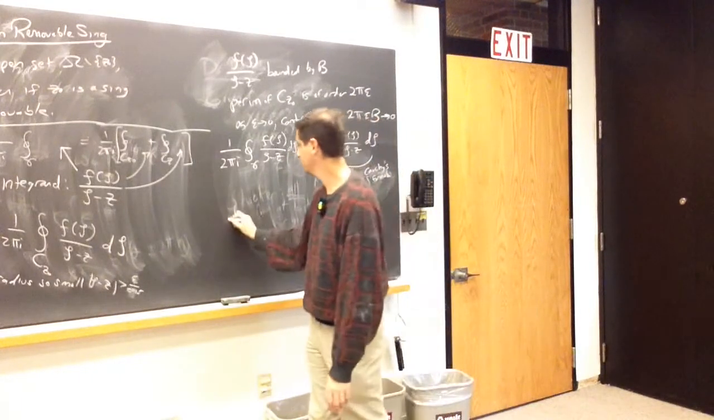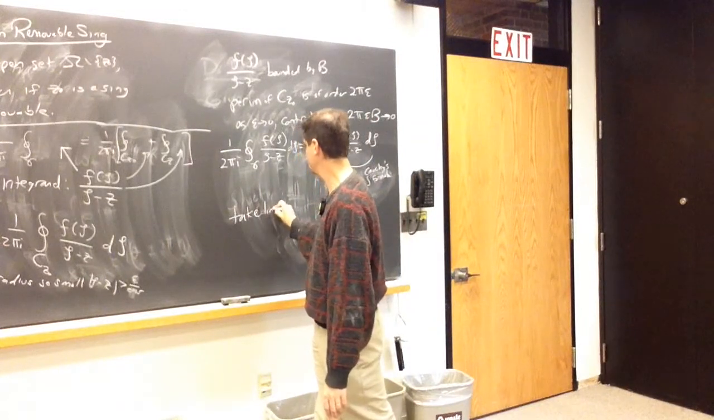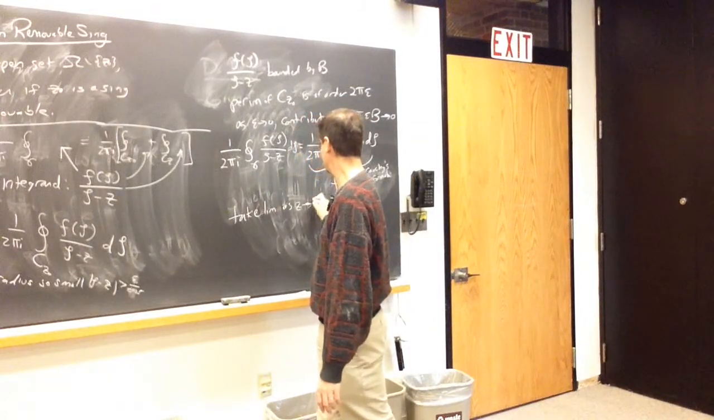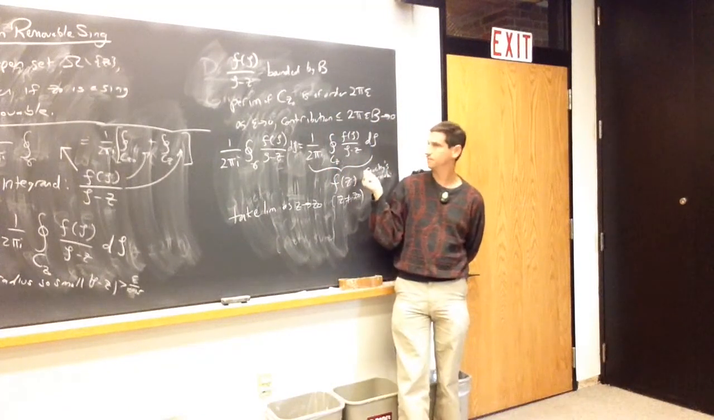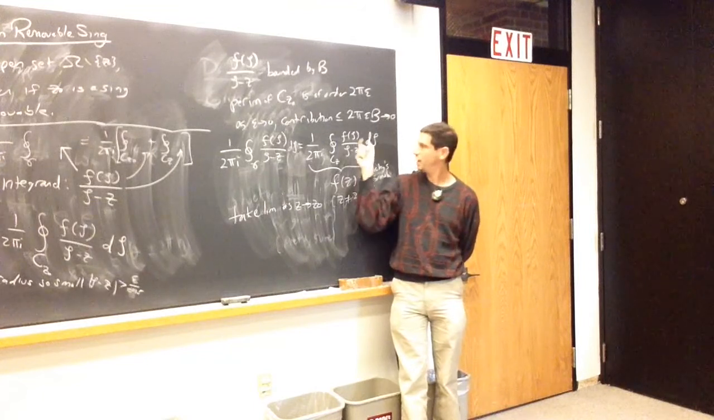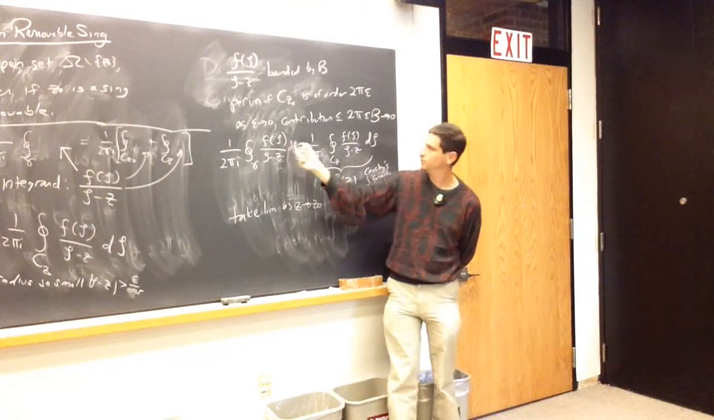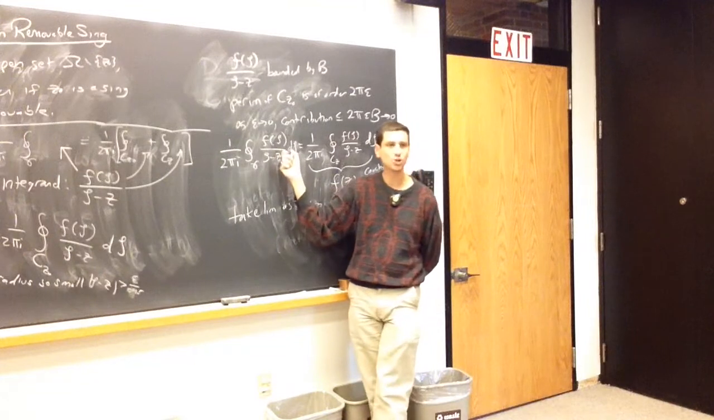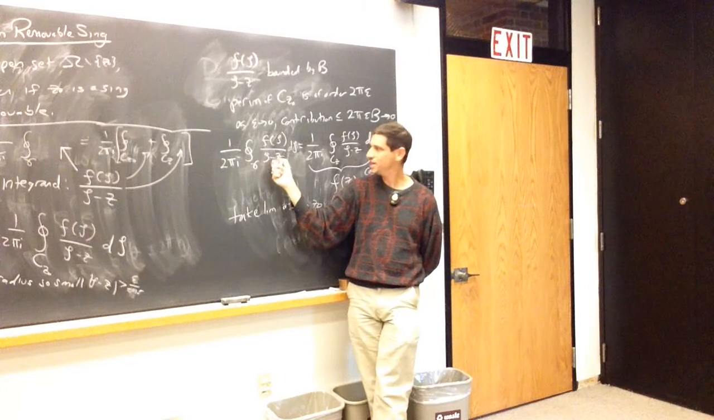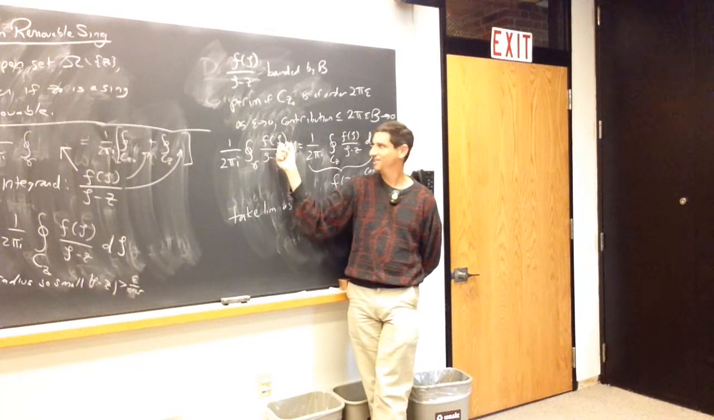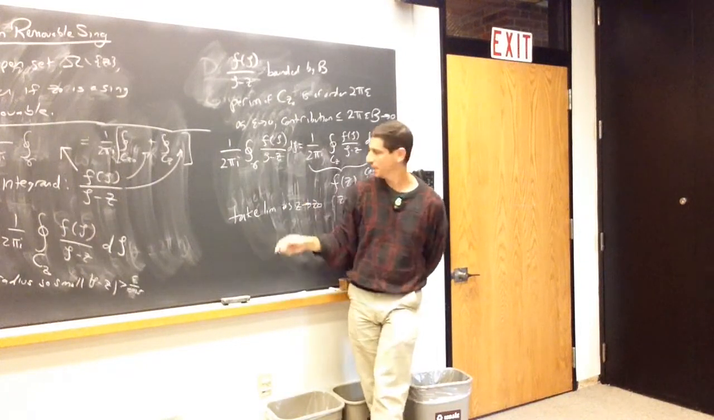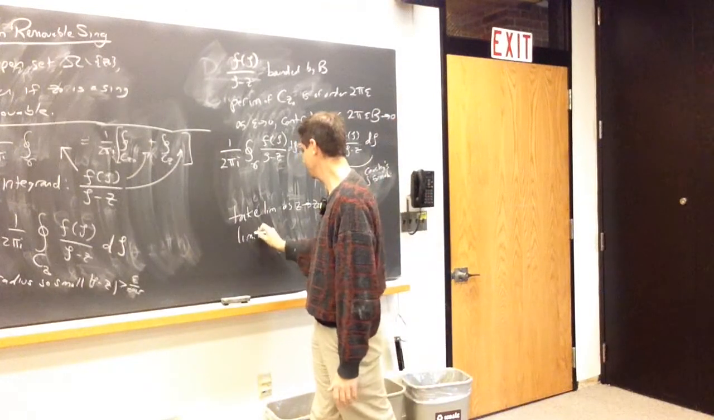Now, take the limit as z goes to z naught. As z goes to z naught, maybe we have some trouble? Well, no. This integral is absolutely well behaved as z goes to z naught. We're staying away from z naught. We're on the boundary. The numerator is not changing at all. The limit exists.